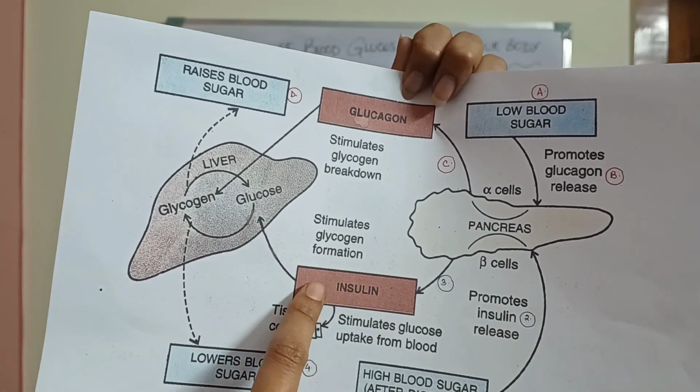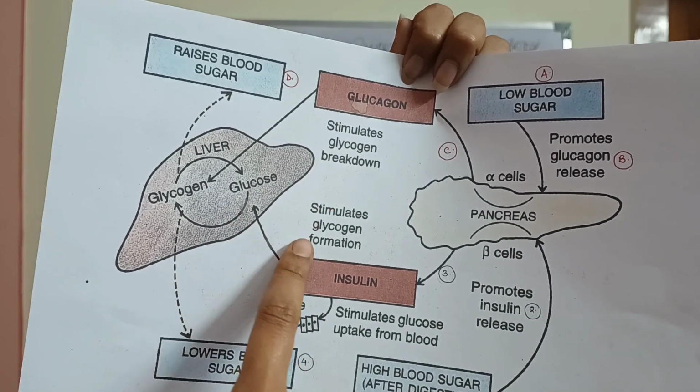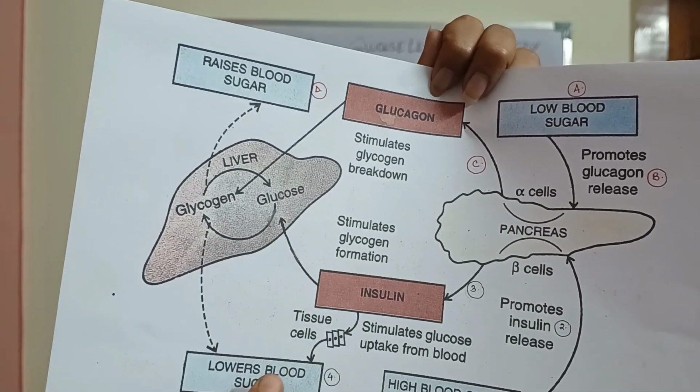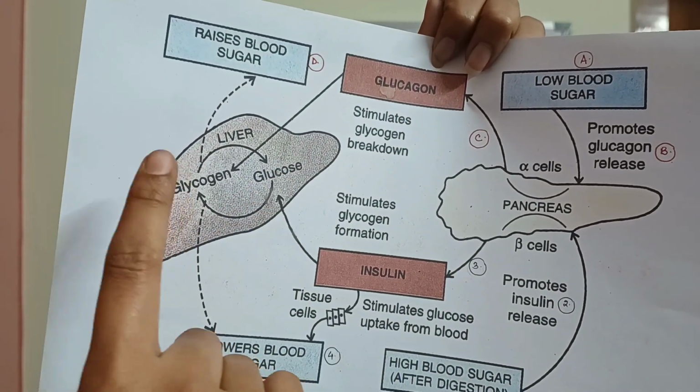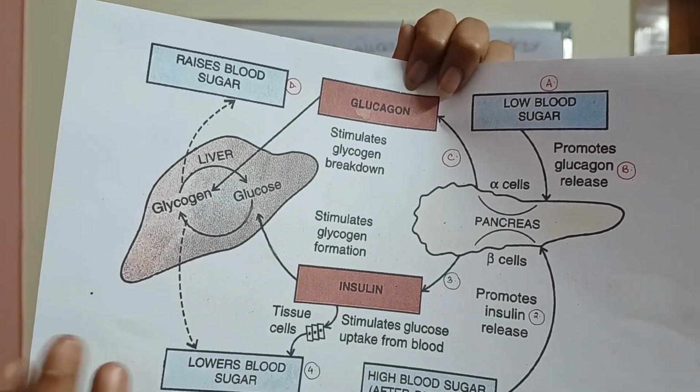And also it has one more mode of action, that is it stimulates the glycogen formation, that is excess glucose which is not used up by the tissue cells anymore. That glucose is converted into glycogen and stored in the liver for future purposes.